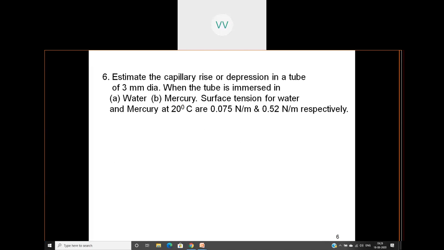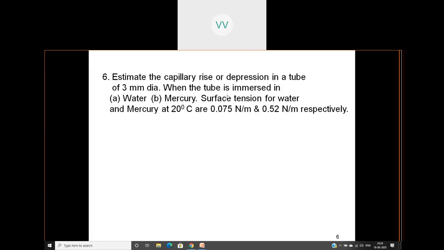So students, take down another question. Estimate the capillary rise or depression in a tube of 3 mm diameter when the tube is immersed in water (A) and mercury (B).